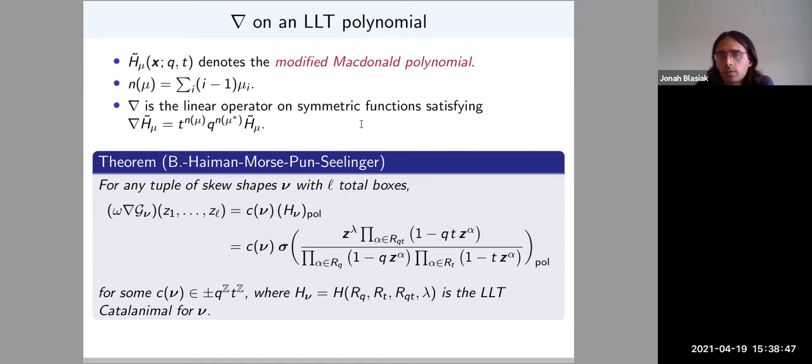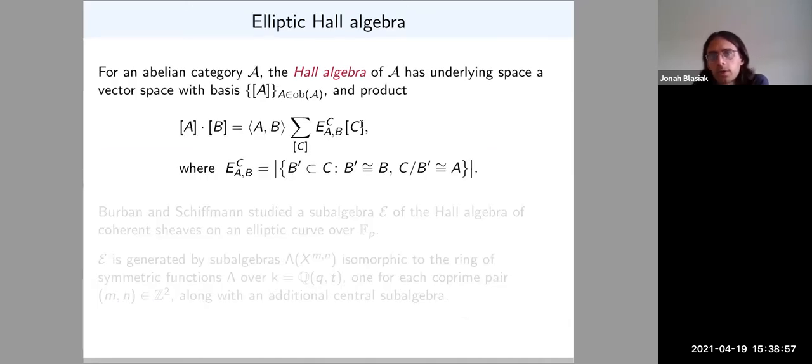Okay, so now I want to give you some broader context for this result and maybe hint a little bit at how we prove this, or at least how to understand it better. For an abelian category A, which has to satisfy suitable finiteness conditions, its Hall algebra has underlying vector space with basis given by the isomorphism classes of objects in A. And the product basically encodes the number of extensions. So the product of the isomorphism class of A with the isomorphism class of B encodes the number of extensions of A by B. Here's the formula. This extra factor here is called the Euler form.